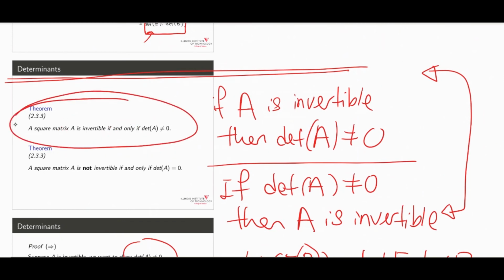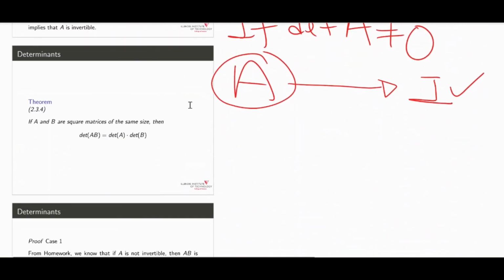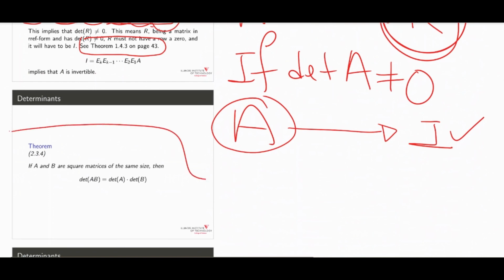And now you can see why the determinant of A is so useful. It gives you a complete characterization, all the information you need to know on when a matrix is invertible. So that's pretty nice. Okay, so now we have that.